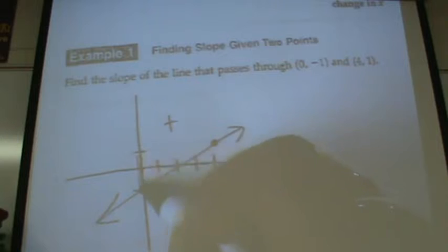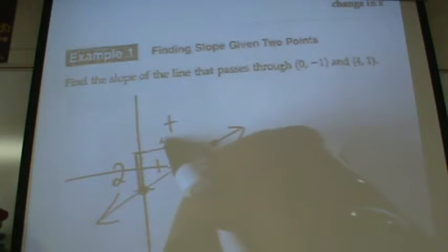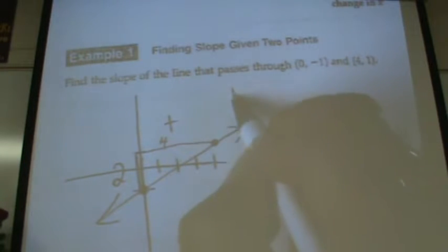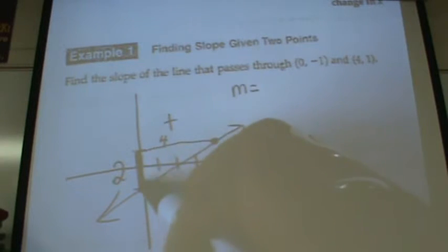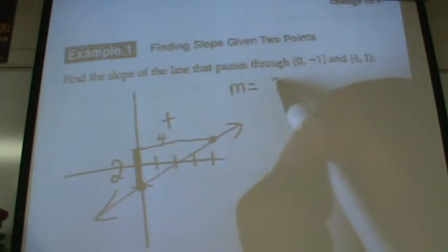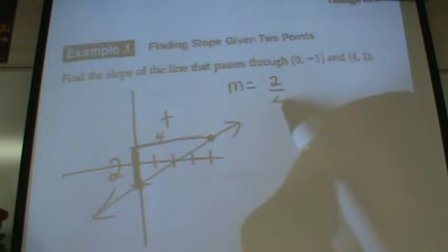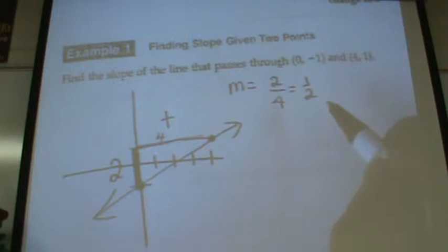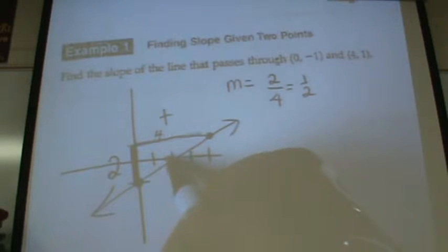So what I want to do is figure out how to get from here to here. I went up 2 and over 4. Well, if slope is the difference of the y's over the difference of the x's, how many units do you have here? 2, over the change in x, that's a 4. What is my slope? 1/2. It's 1/2. What does that mean? To go from one point to the next, I went up 1 and over 2.